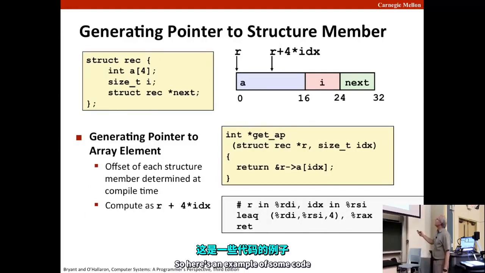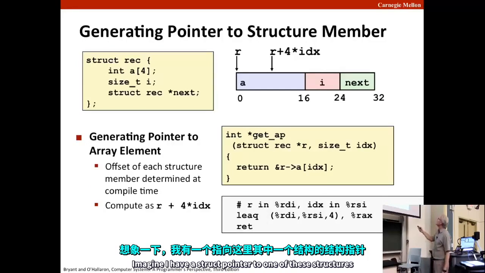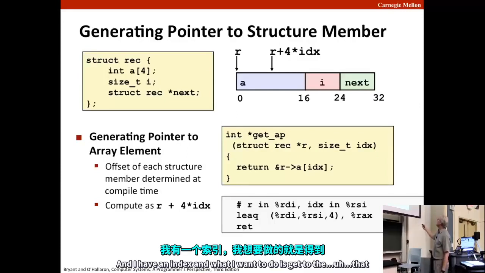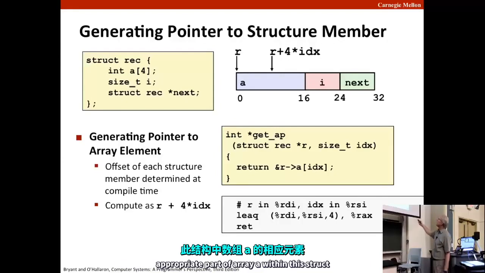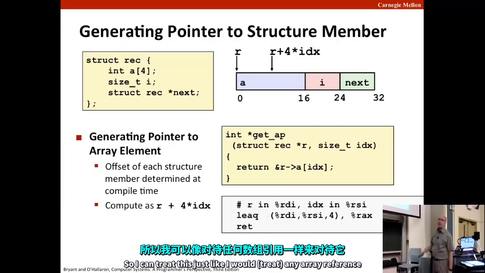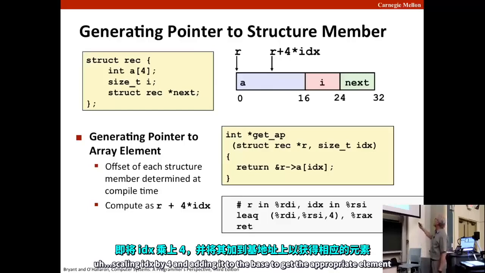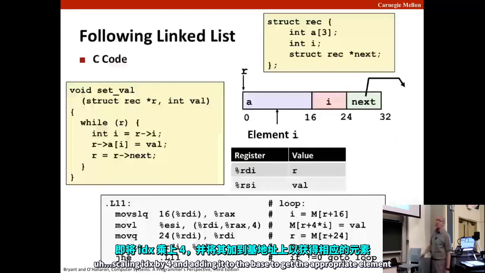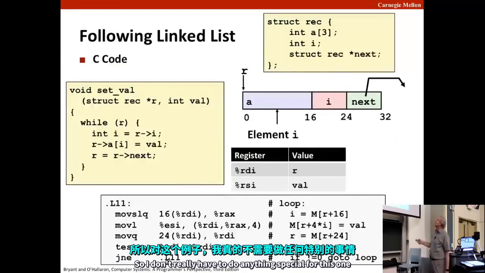Here's an example of some code. Imagine I have a pointer to one of these structures, and I have an index. What I want to do is get to the appropriate part of array A within this struct. Well, array A is right at the beginning of the structure, so I can treat this just like any array reference, scaling IDX by 4 and adding it to the base to get the appropriate element. So I don't really have to do anything special for this one.